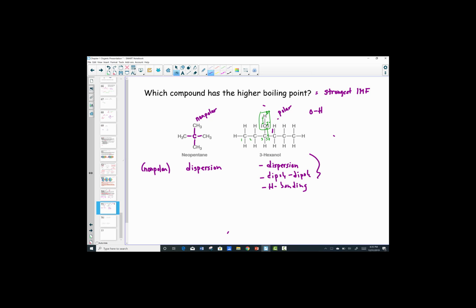The highest intermolecular attraction creates the highest boiling point, so therefore strong IMF means higher boiling point. 3-hexanol has a higher boiling point than neopentane.